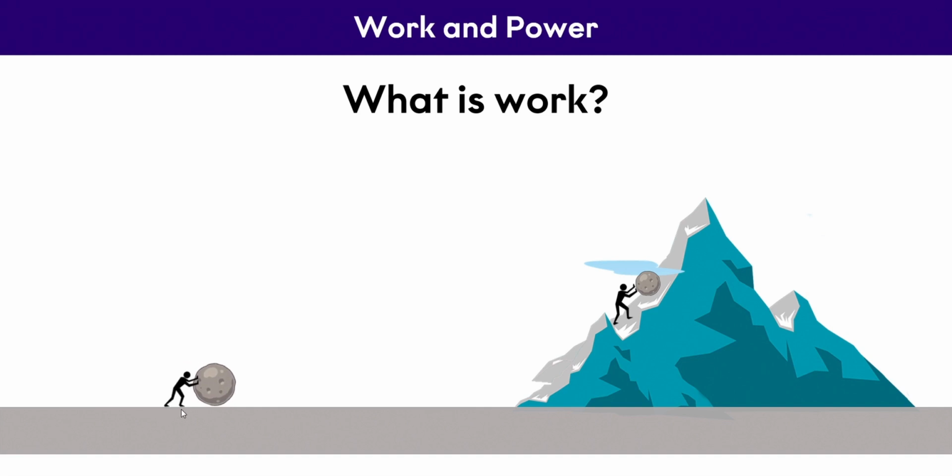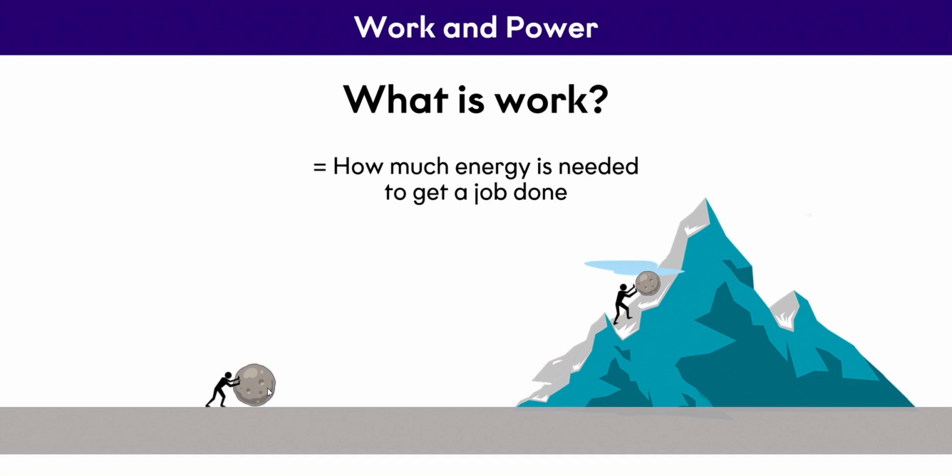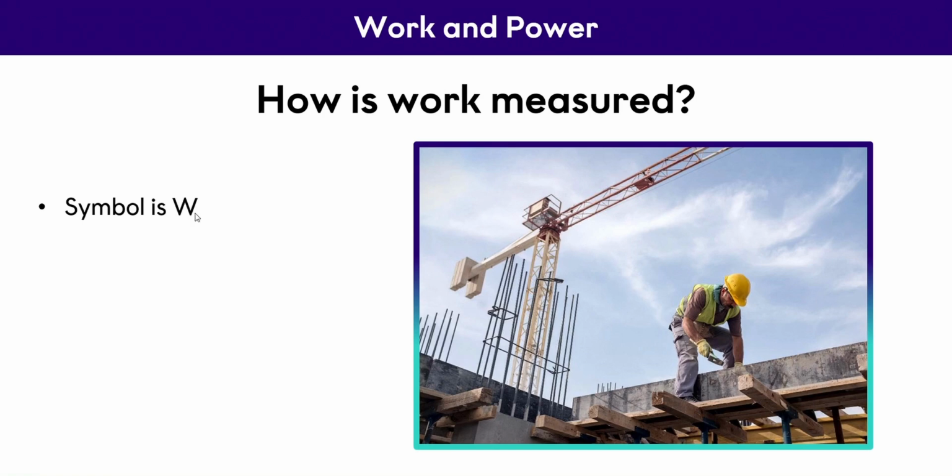Similarly, if this man pushes a boulder along the flat, it's going to take some energy to do that as well. And the energy required to do this task is the work. The definition of work is how much energy is needed to get a job done. Now, work is symbolized by this W. So if you see a W in the physics equations, it's talking about work.